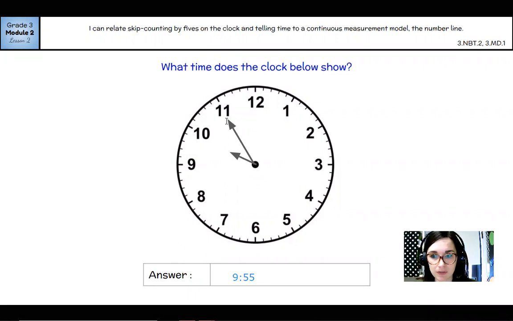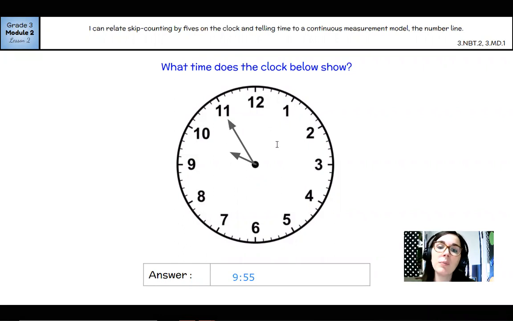And if you need to look at that again, because a lot of kids look at this and they want to say 10:55. The reason it's not 10:55 is because when it's 10:55, it's almost 11 o'clock. This hour hand would almost be to the 11. When it's 9:55, it's almost 10 o'clock. And that's why this hour hand is getting so close to the 10.